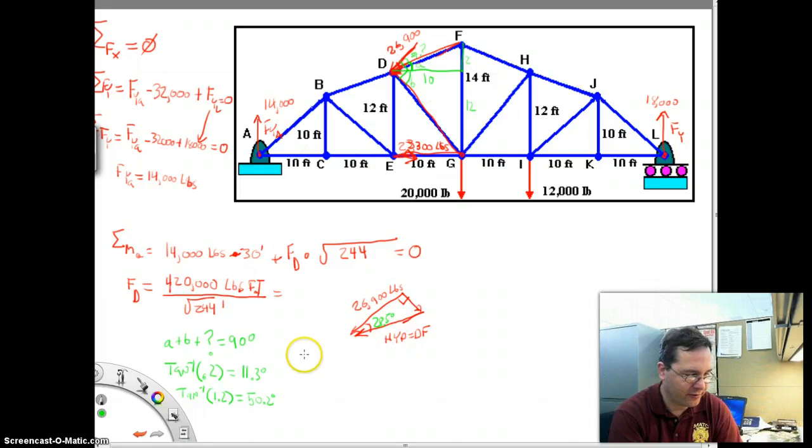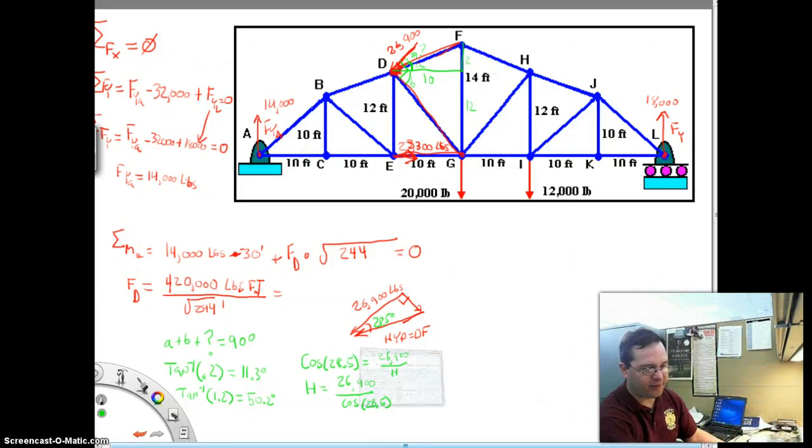Now I can just use the cosine function. So cosine 28.5 equals adjacent over hypotenuse, so 26,900 over the hypotenuse. I multiply both sides by h, they cancel on the right, and I divide both sides by cosine 28.5, they cancel on the left, and I get that the hypotenuse is equal to 26,900 pounds over the cosine of 28.5.